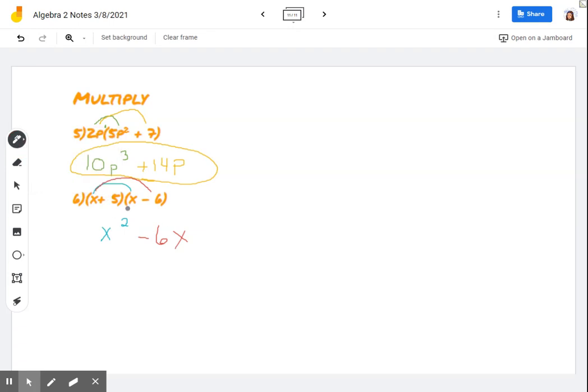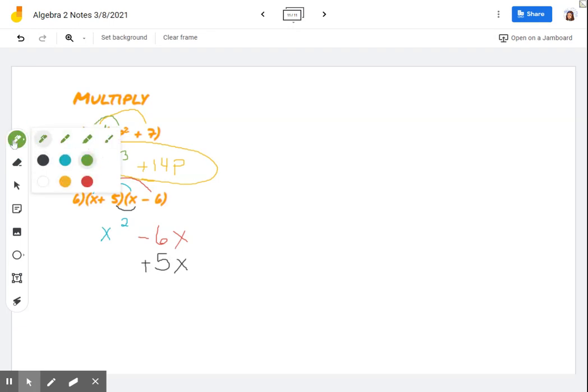Let's see, next one is now 5. The 5 has to get distributed. So 5 times x, 5x. Notice that I'm putting all my linear terms underneath each other. It makes it easier for me to combine like terms in the end. I'm not searching down some long string of numbers to find my like terms. I'm just going to stick them right underneath each other.